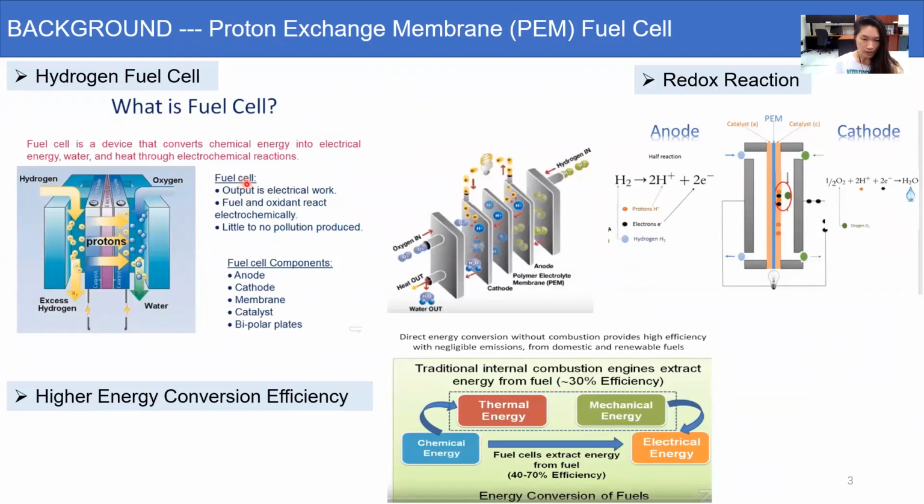The fuel cell components are anode, cathode, membrane, catalyst, and bipolar plates. The mechanism is redox reactions. At the anode is an oxidation reaction, and at the cathode is a reduction reaction. A fuel cell has a high energy conversion efficiency without the loss in thermal or mechanical energy.